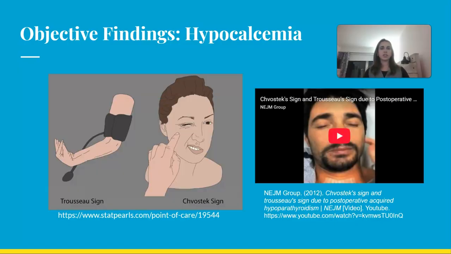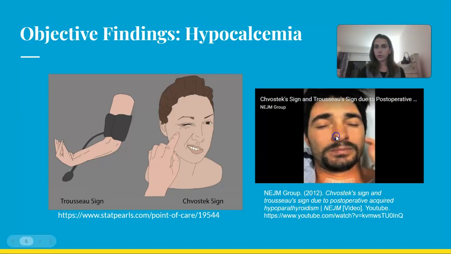So 2 specific objective findings that I want to focus on are for hypocalcemia, and these should be familiar to you as well. Chvostek's is displayed on the right over here. That's when the patient's face gets tapped and their cheek twitches. And Trousseau's is on the left over here. That's when you squeeze a blood pressure cuff for an extended amount of time and you get this carpal spasm. This occurs because the neurons are so unstable from the lack of calcium, so they're more likely to fire spontaneously and produce that kind of tetany.